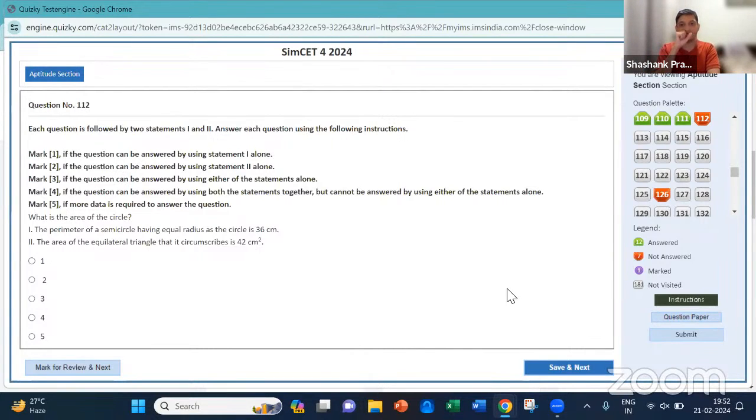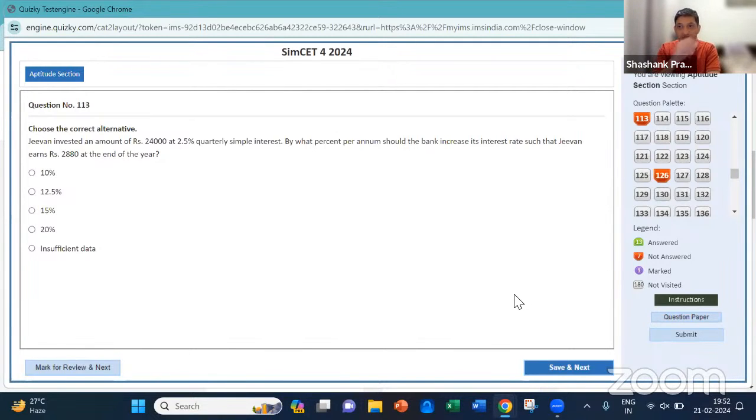Area of an equilateral triangle that it circumscribes is 42 centimeter square. उसमें से मेरे को side of equilateral triangle मिल जाएगा. I'll get the side of the equilateral triangle. It is a circumcircle to the equilateral triangle. So abc by 4R or a cube by 4R आ जाएगा. R, we already know the side. R मिल जाएगा. So either of the statements is fine. Option 3 should be the right one for this.